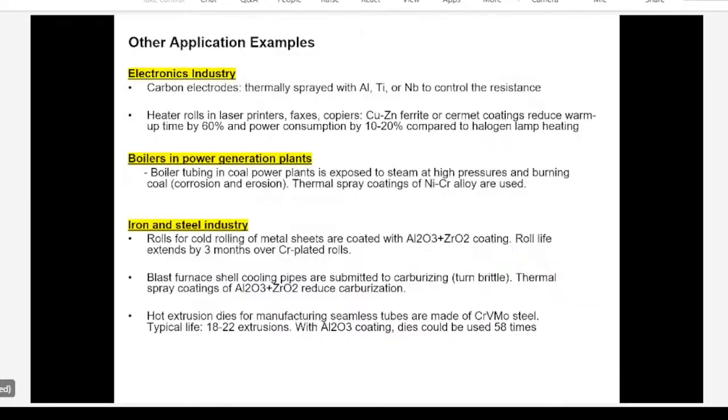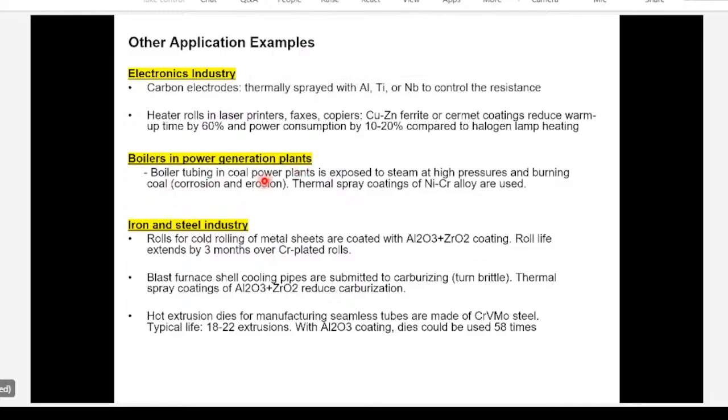Some other applications of thermal spray coatings are in electronics industry, carbon electrodes. They are thermally sprayed with metallic coatings. Heater rolls in laser printers, faxes, and copiers. They have thermal spray coatings of copper zinc ferrite or cermet. They help reduce the warm-up time. Boilers in power generation plants.